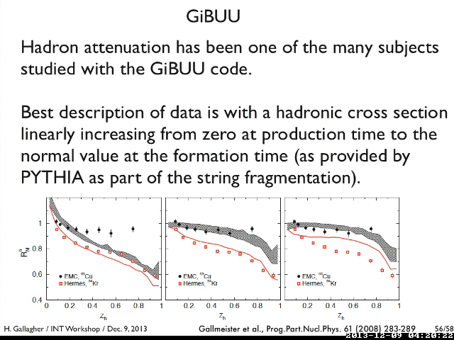My understanding of it is that it uses the production and formation times as determined by Pythia as part of its string fragmentation process. And linearly, possibly starting from a pedestal, which would be the CT, the color transparency cross-section, it scales up to the full hadronic cross-section over that length. I'm not sure I completely described that correctly, but when you do that, this is the agreement that you get between JIBU and some of that hadron transparency data we mentioned earlier.